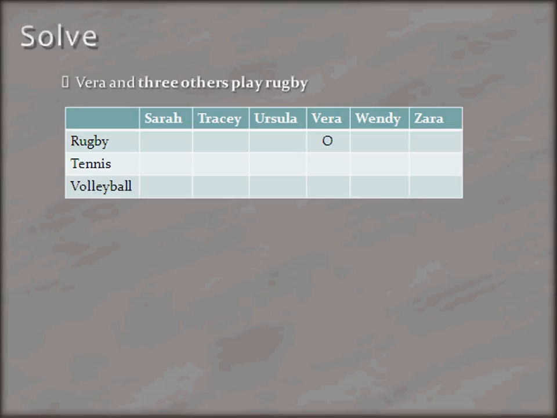Let's look at our first condition. Vera and 3 others play rugby. Now we know, therefore, that Vera plays rugby, so we put an O in that box. But there's not much we can do about the 3 others right now. We don't know which ones they are, and there's not really a clear way to demarcate which girls might play rugby. So we'll just leave this statement at the top of the schematic and hold on to it for later. As we fill in more information, this might be useful and help us to further specify our situation.